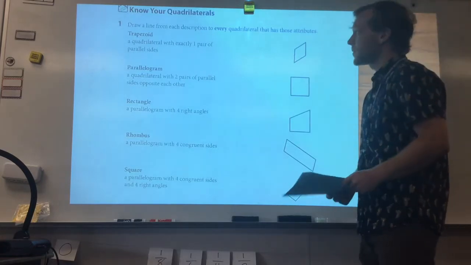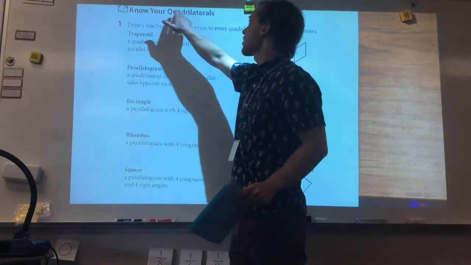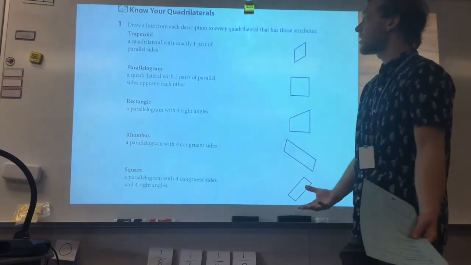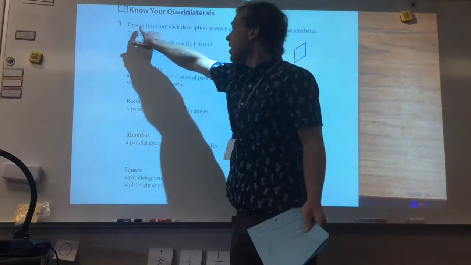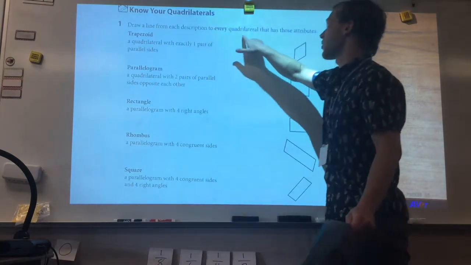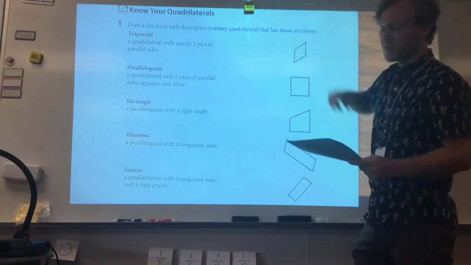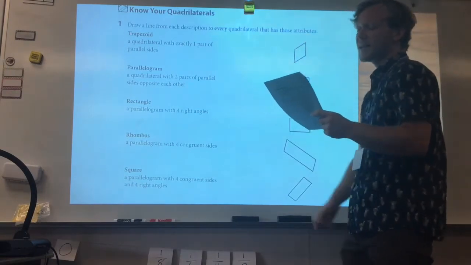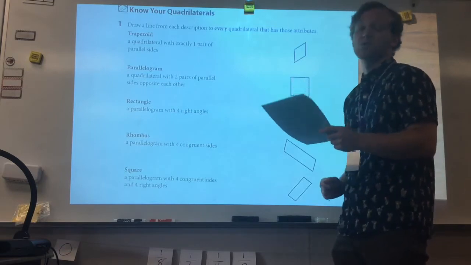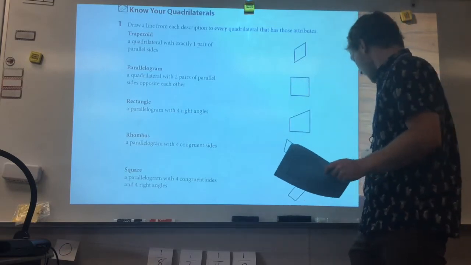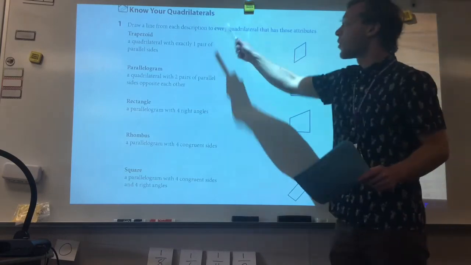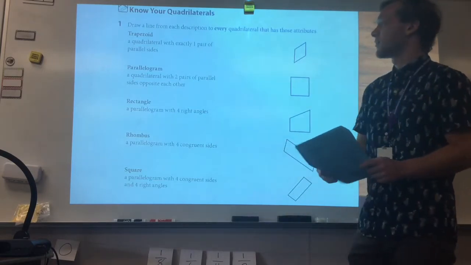So, the top of the page should say, know your quadrilaterals. Conoce tus cuadriláteros, okay? What we're going to start off with is by drawing a line from each description to every quadrilateral that has those attributes, okay? Dibuja una línea desde cada descripción hasta cada cuadrilátero que tiene esos atributos, okay? So, it's not just matching up each shape once. You're going to be drawing more than one line for each one, okay?